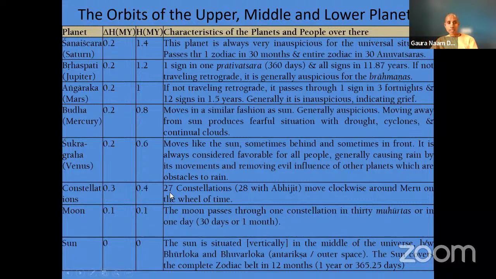Then there are the constellations. Constellations are nothing but these nakshatras, the 27 nakshatras, which are also said to be the wives of the moon god. And there is one other nakshatra called Abhijit nakshatra. They all move clockwise around Mount Meru on the wheel of time. That means these 28 nakshatras are moving at the speed of the wheel of time.